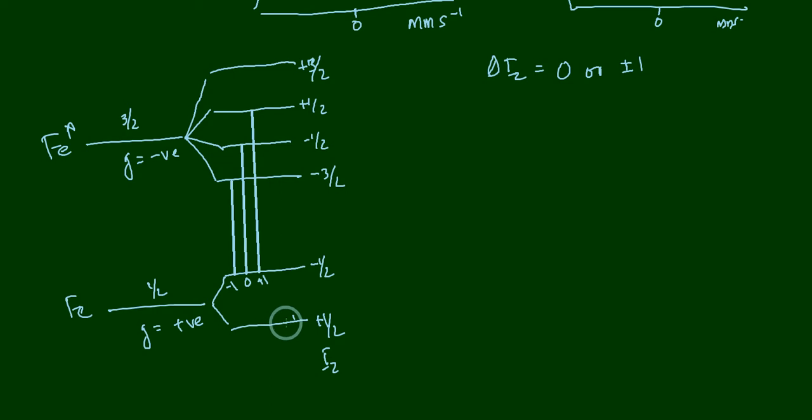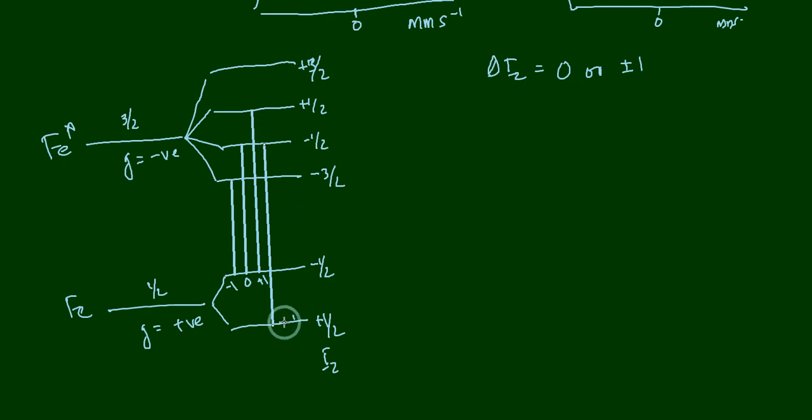Now we can consider the transitions from the I is equal to plus half state. So first let us consider the transition from I is equal to plus half to I is equal to minus half. So what is delta I in this case? I is equal to plus half to I is equal to minus half, that is minus 1.